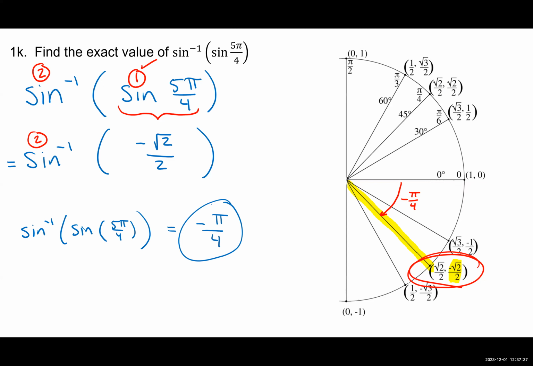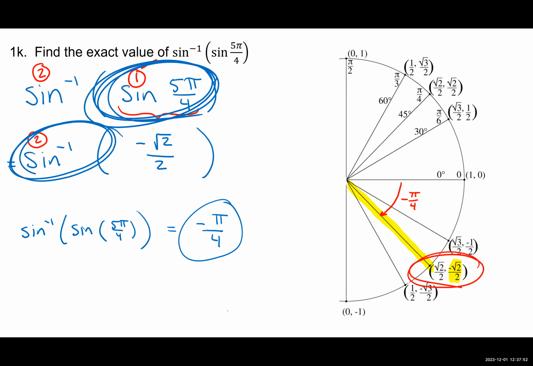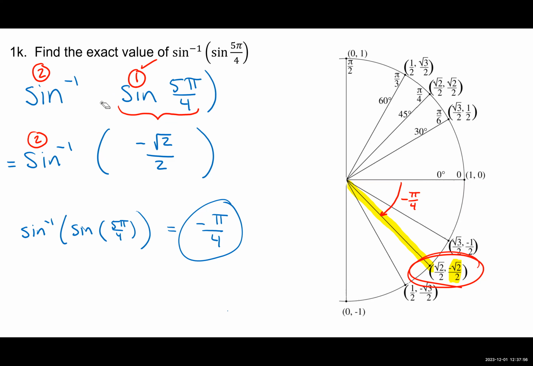we started off by parts A and B, evaluate trig functions, and then C, D, E, F, G, H, I, J, and K, evaluate inverse functions. So this is just 2 problems in one. Step 1, evaluate a trig function, and then step 2, evaluate an inverse trig function. All right, just 2 things, 2 steps.